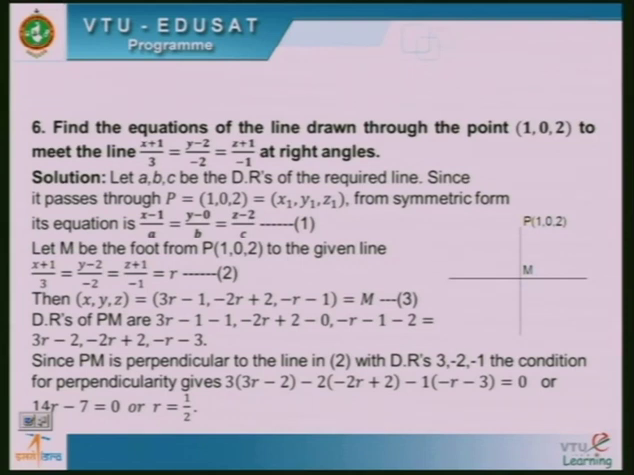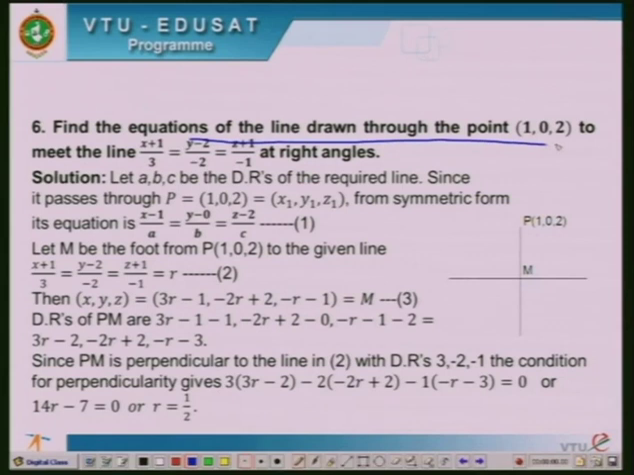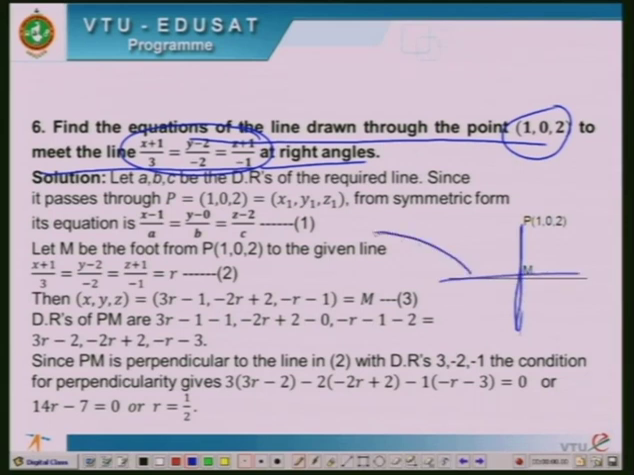Next, find the equations of the line drawn through the point (1, 0, 2) to meet the line given here at right angles. So, I want this line, this is the line I require, this line is perpendicular to this line, which is this. So, the line through (1, 0, 2) is perpendicular to this line.